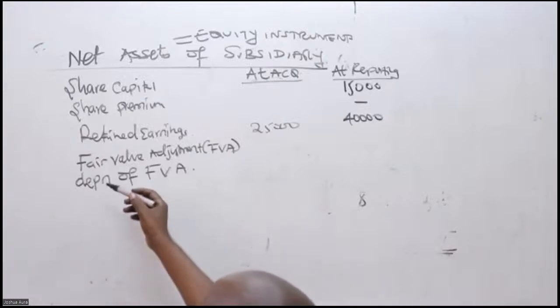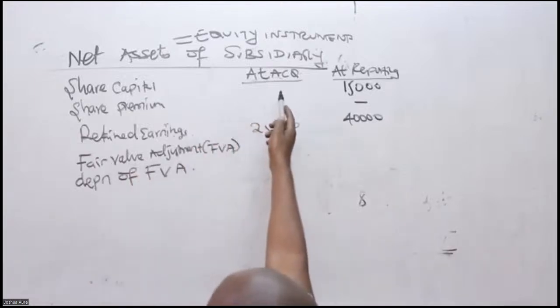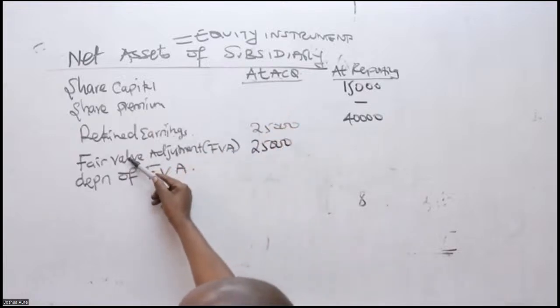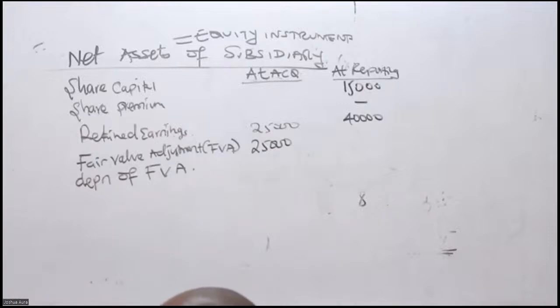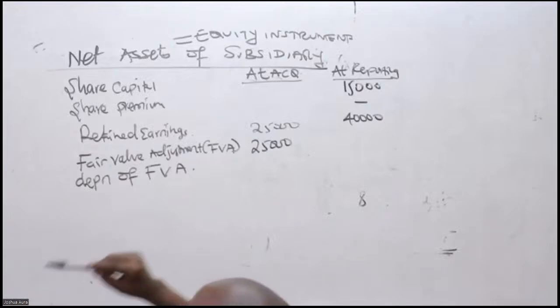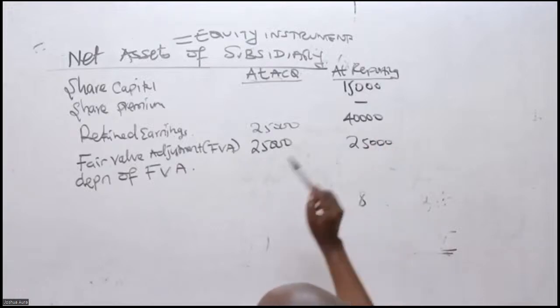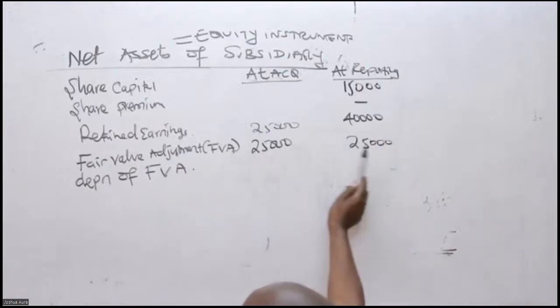So remember, this was done at acquisition. At acquisition, we have here 25,000. This fair value adjustment does not change. The fair value adjustment at acquisition is the same as the fair value adjustment at reporting. So in this case, it will be 25,000. Normally they are the same.